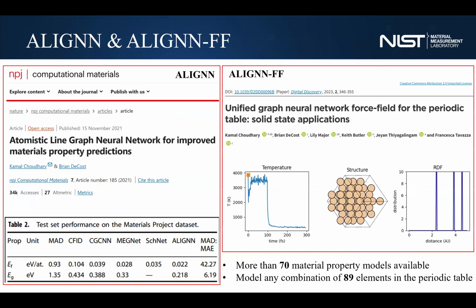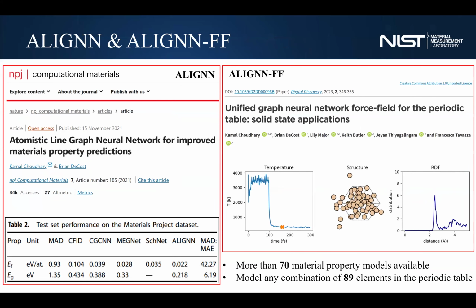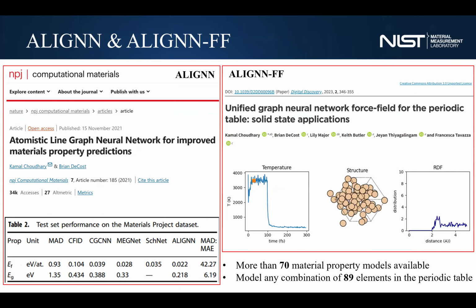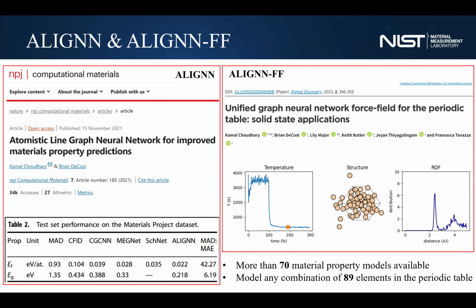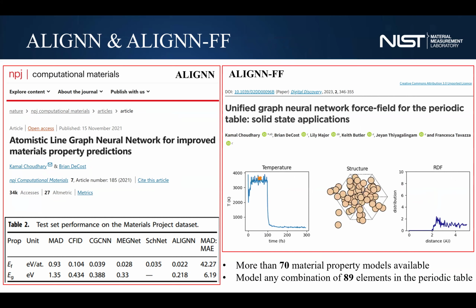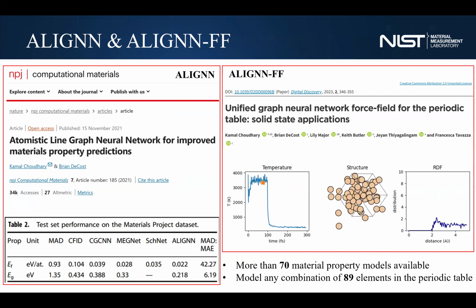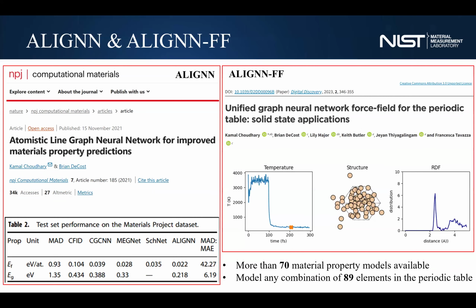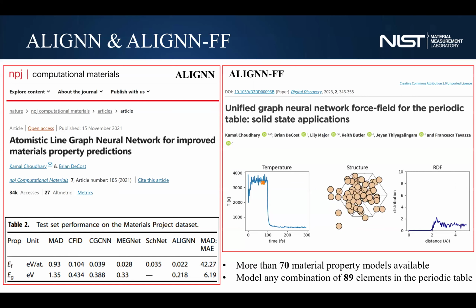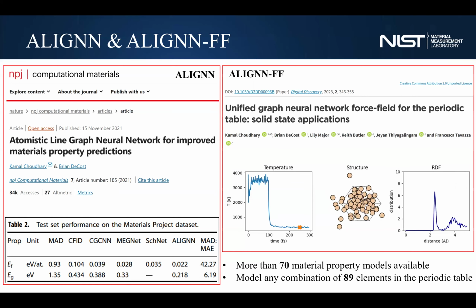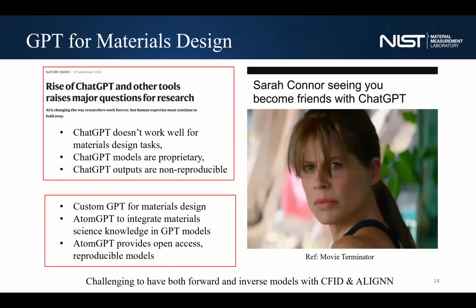So in 2021, we published this ALIGNN framework, and it beat all the, at least at that time, existing models. And 2 years from then, we published ALIGNN-FF, a unified graph neural network force field for the periodic table. Basically, we took the JARVIS DFT dataset, which has around 80,000 materials, and we developed a unified machine learning force field that can be used to run MD simulations or geometry optimization for any combination of 89 elements from the periodic table with certain approximations. Now, next, you can see that both descriptor-based models and ALIGNN graph-based models are very good for forward models.